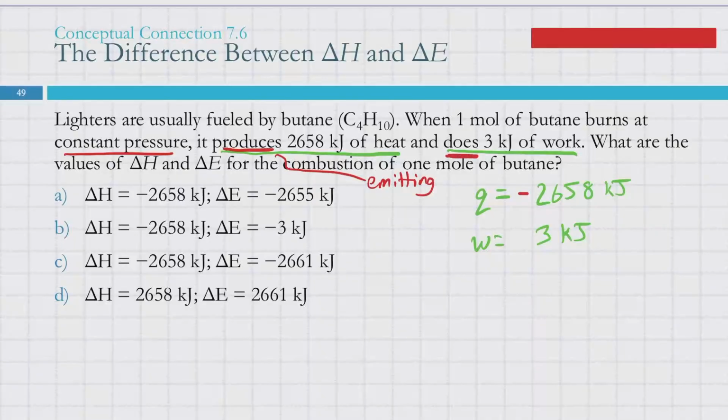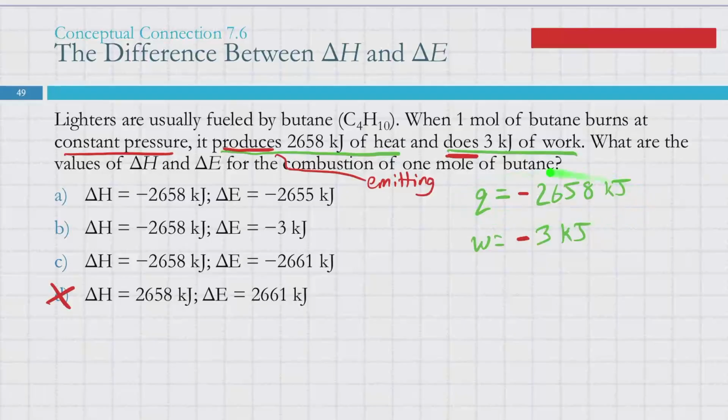This one is also negative. It does work. When you do work, you're exerting energy. It's the same for butane, so this one's also negative. So some things are out right away. D is out right away because those are both positive numbers.